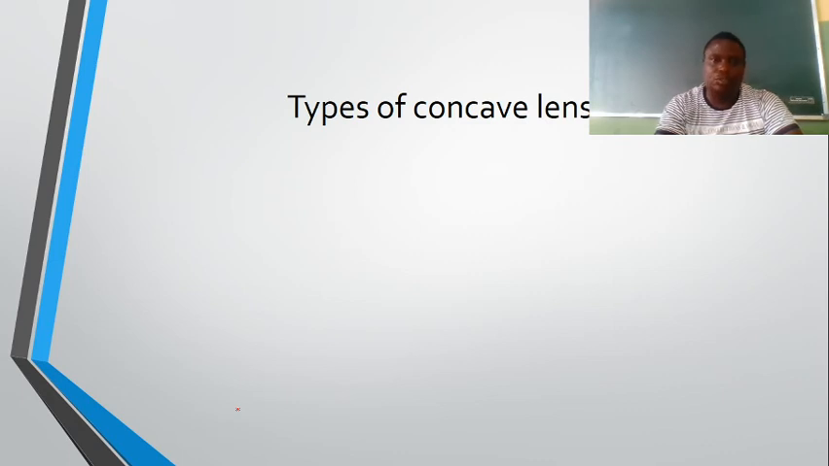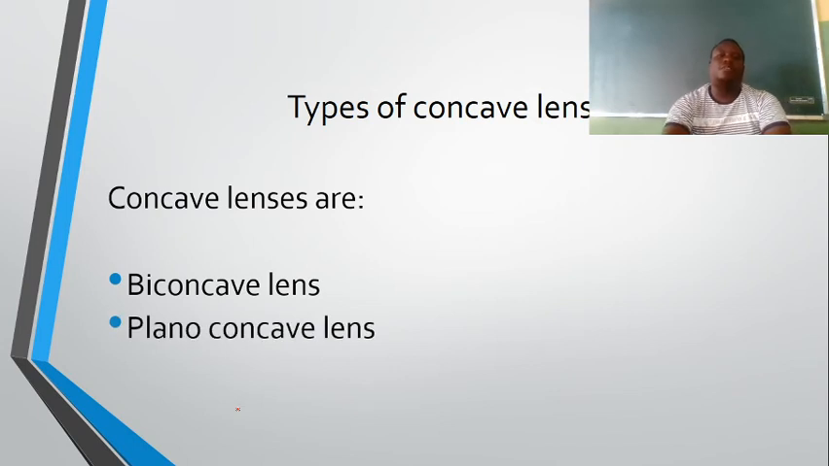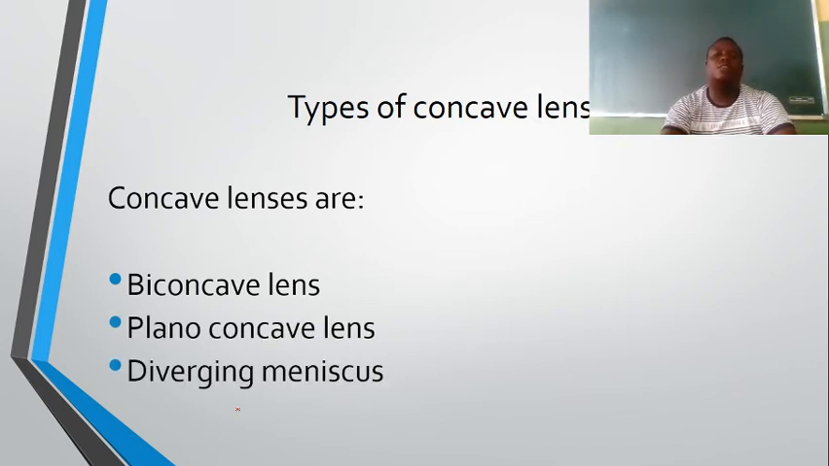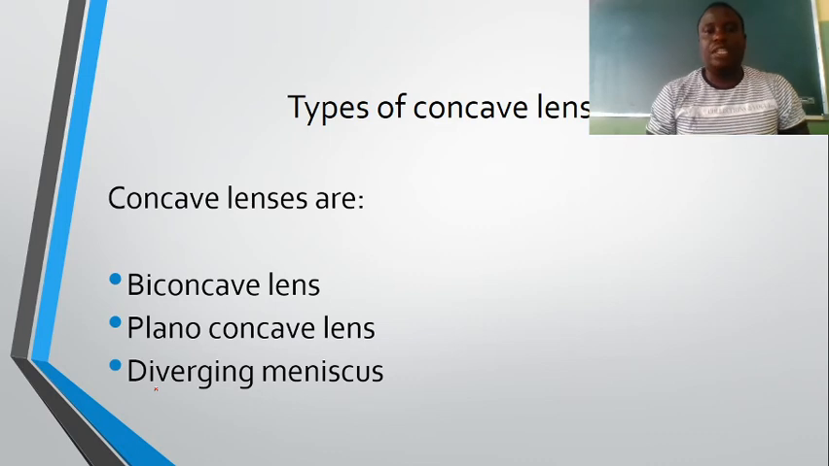So let me be very quick. Now the types of concave lens are biconcave, plano-concave, and also diverging meniscus. Diverging meniscus has some similarities with concavo-convex, but there is some little difference. You will see it in the shape. So, concave lens is biconcave lens, plano-concave lens, and diverging meniscus. Those are the three subtypes that you can find in concave lens.